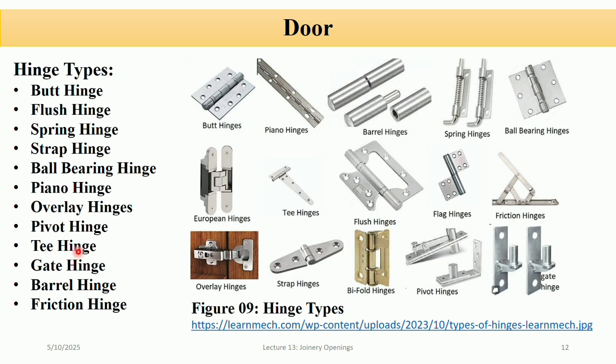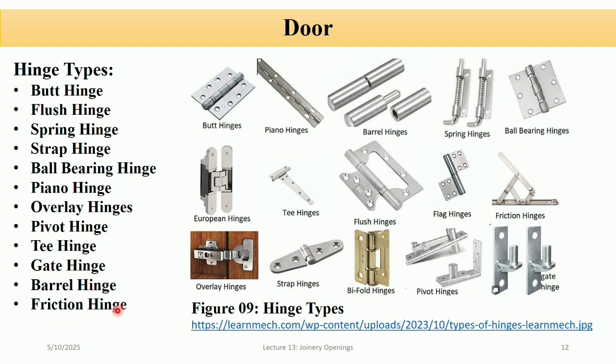T hinge. Shaped like a T, often used on shed or gate doors for simple surface mounting. Gate hinge. You can see this is a gate hinge, and it is a heavy-duty hinge design, especially for swinging gates and outdoor use. Barrel hinge. A compact cylindrical hinge usually used in odd projects and concealed applications. You can see here in the figure, it's a barrel hinge.